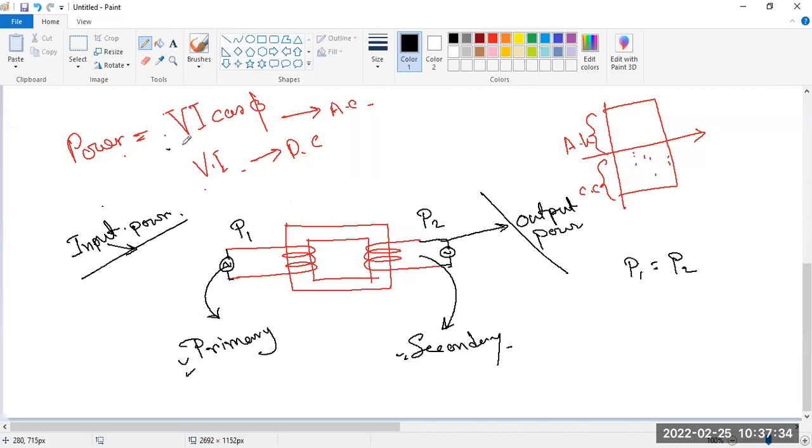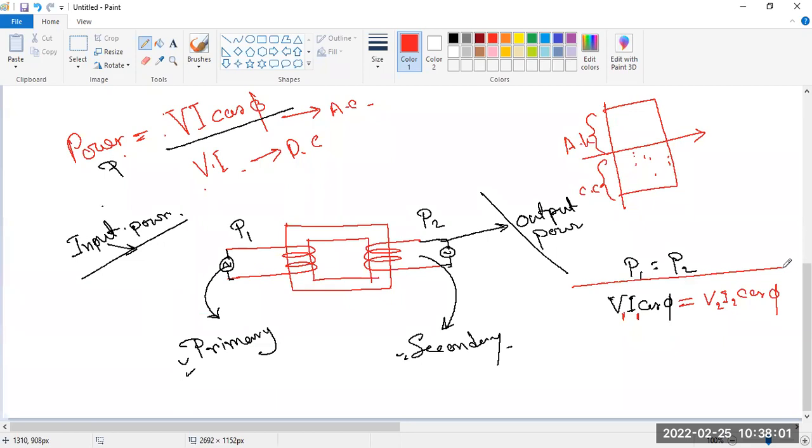So you can get the definition over here: P1 equals P2. Power P is VI cos phi. So this is given as P1, which is V1, I1 and cos phi, and here P2 is V2, I2 and cos phi.